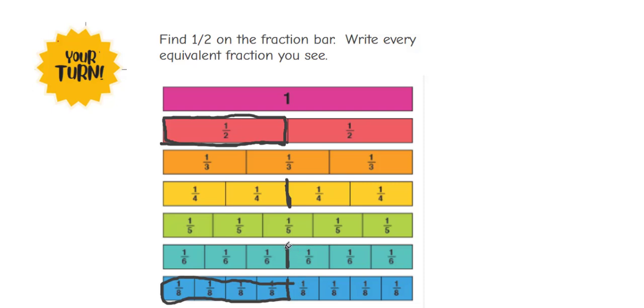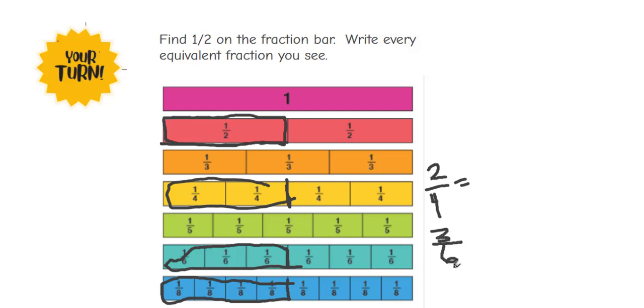So what you should have written down is 3 of those, because I have the half. So we have 2/4 right here is equivalent to 1/2. All of these are equal to 1/2. We have 3/6 and we have 4/8. All equivalent fractions to each other as well, because you can see visually that they all take up the same amount of space or area.